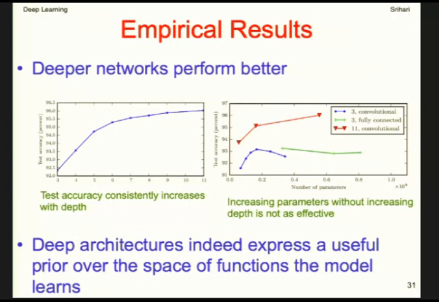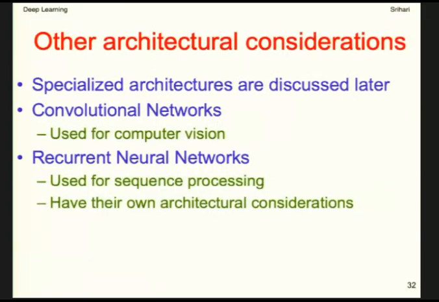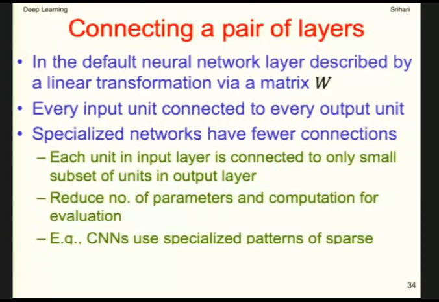So deep architectures indeed express a useful prior over the space of functions the model learns. It's a prior, an intuition that having multiple layers does better, and you are building that knowledge into it explicitly, saying that's the prior I'm giving it, and the prior is that depth helps, right? Of course, it gets more complicated. You run into issues of vanishing gradient and all kinds of issues like that, also practical issues. So there's some trade-off.